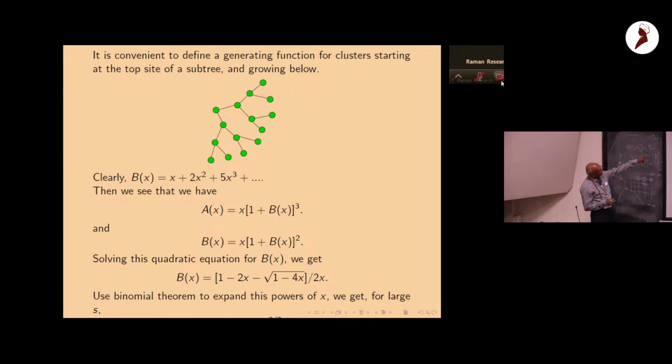How many ways can I add some bits to a given cluster? So that is called B. And so this is the cluster going with a top site which is fixed, which is the root. So B is similarly counted. It's x plus 2x squared plus 5x cubed and so on. You just count. And this is the main equation. We see that A is equal to x into 1 plus B whole cubed.